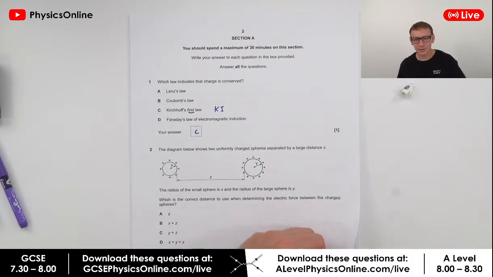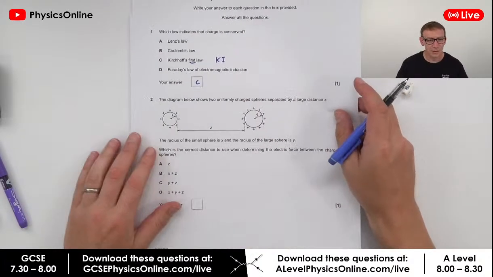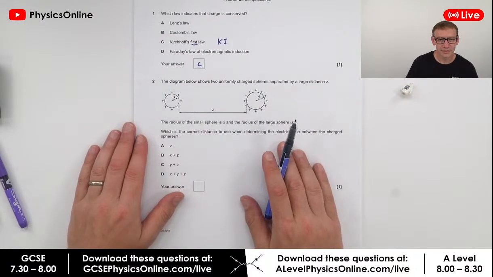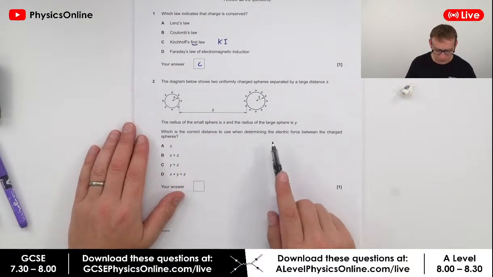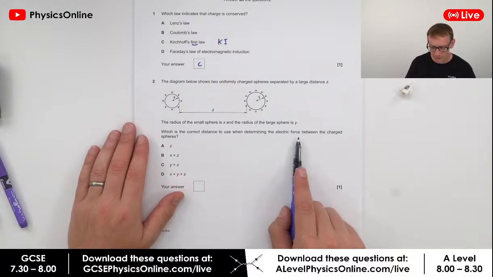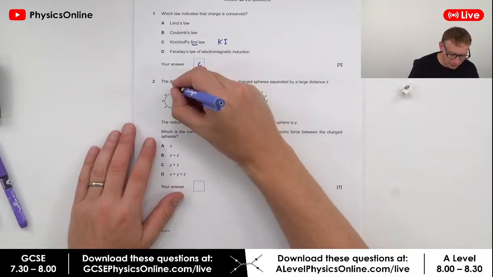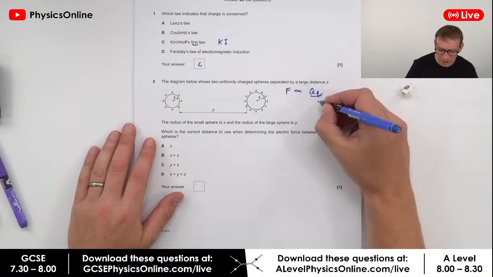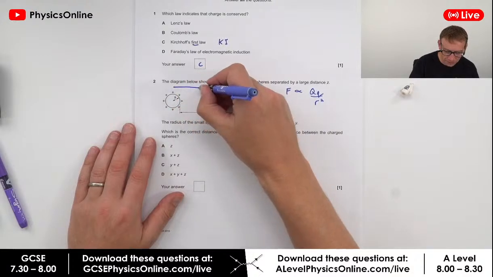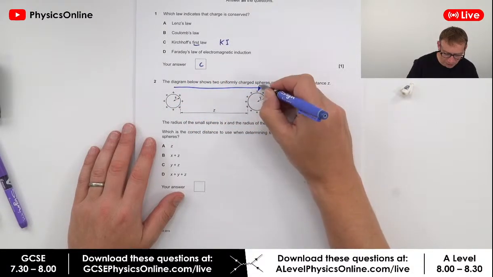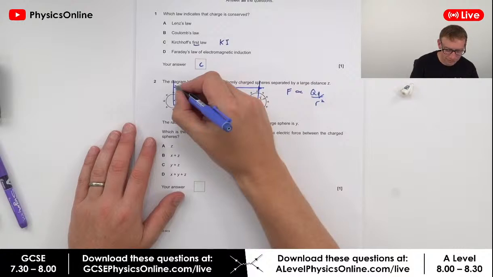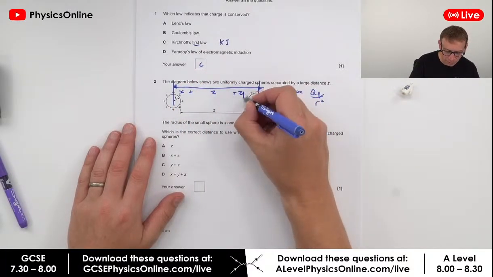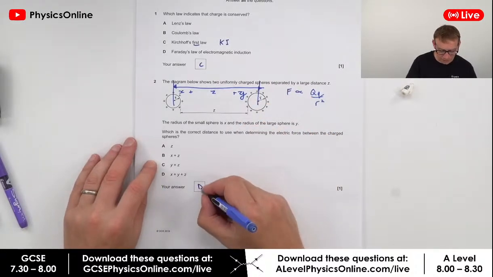Right, the next question, when I first saw this, I thought was going to be really tricky, but it's actually super easy. So we've got two uniformly charged spheres separated by a large distance z. What's the correct distance to use when determining the electric force between the charged spheres? So basically, we know that that force is going to be related to the two different charges and the separation of them. But it's the separation of the centre part, okay? So that's basically from that centre to that centre, which is going to be equal to x plus z plus y. So the answer for this is just d, okay?